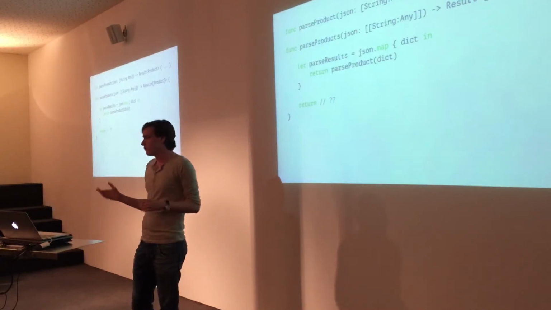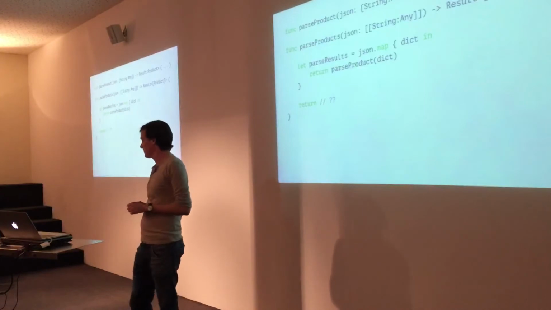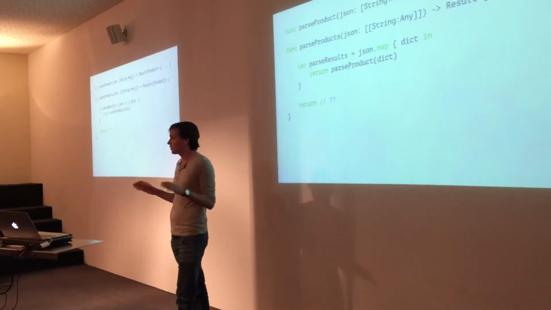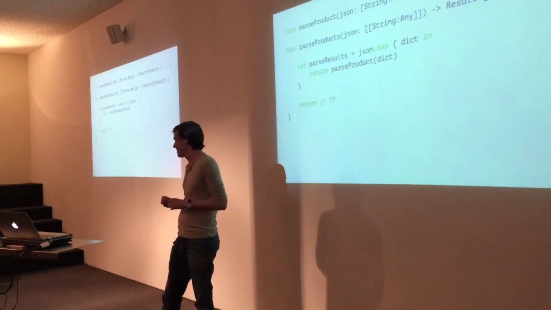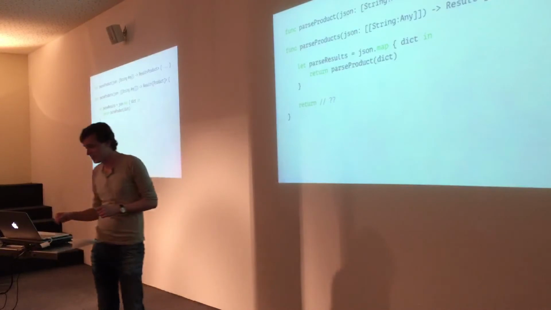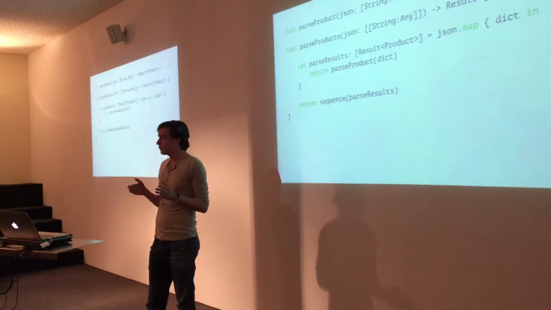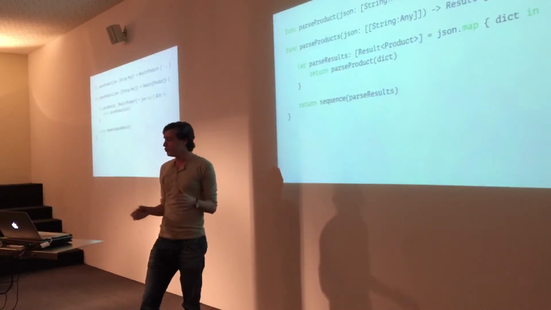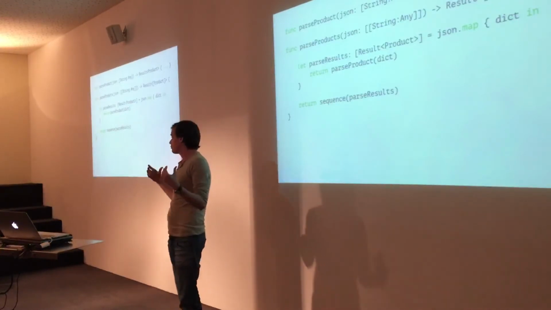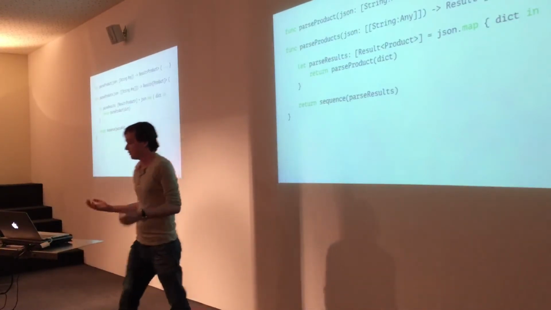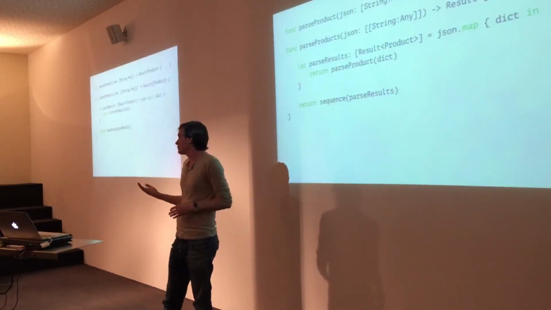So can anybody guess what the type of parse results is? I like to play this game. The Swift compiler also likes to play this. An array of results? Yeah. So it's an array of results with product results. And then what you can do is use a method called sequence and turn this array of product results into a result with a product array. So it will either be success with an array or the first failed product parsing.